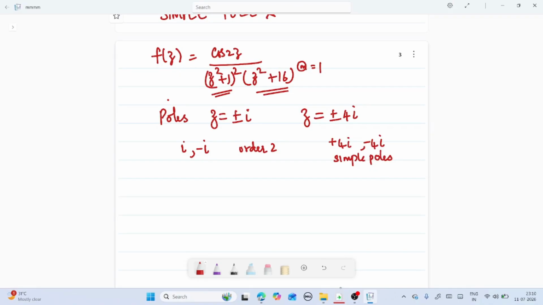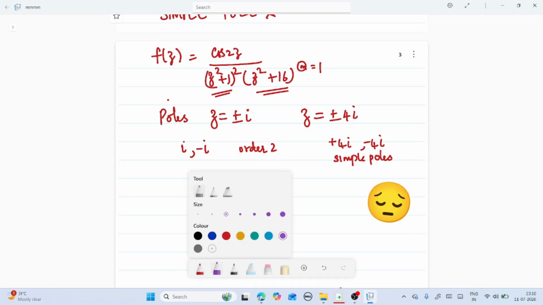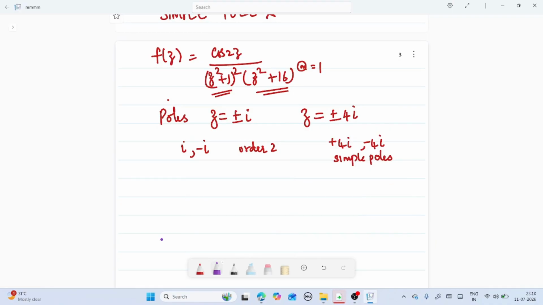Okay. So having this in mind, we will just end the topic on poles and we will move on to the last classification of isolated singular point, which is the essential singular point. Okay, we will move on to that. Essential singular point.